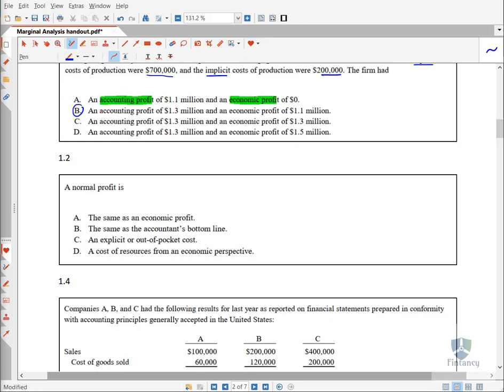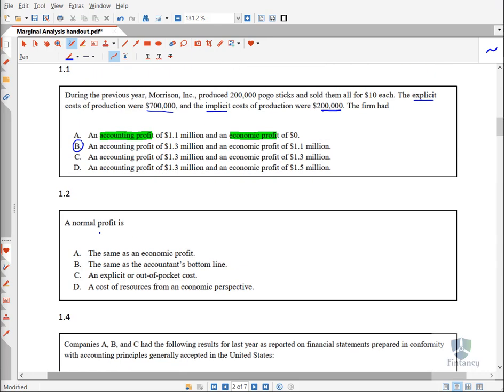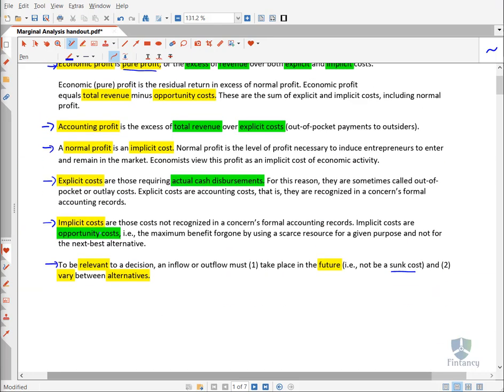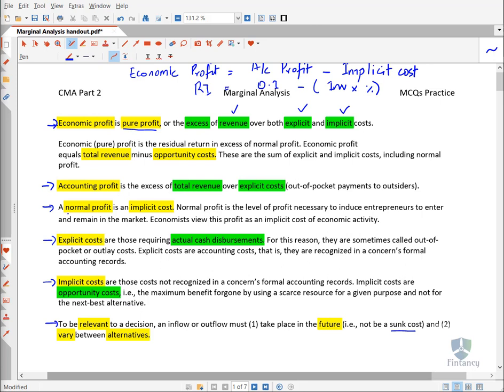Yes, sir. A normal profit is. Very nice. Remember, we already discussed this in the handout. What is a normal profit? Let me go back and show you. This is normal profit. Normal profit is another name for implicit cost. So basically, it's the same as implicit cost.